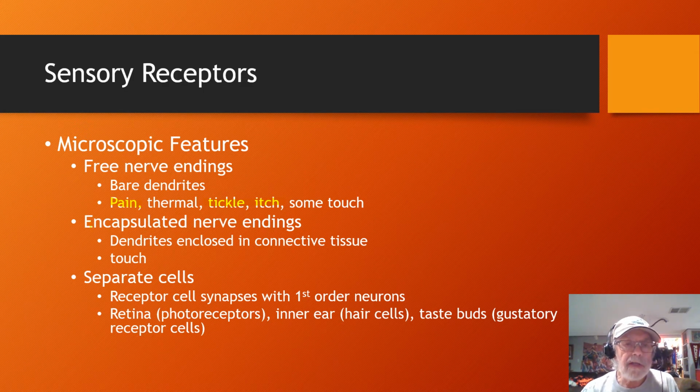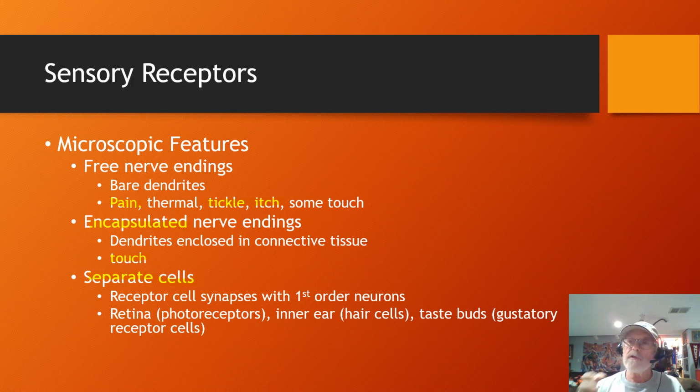We also have what are called encapsulated nerve endings, and encapsulated nerve endings are basically dendrites, but they're closed in a capsule, and that capsule is able to respond to things like pressure. So therefore, encapsulated nerve endings are very important in something such as touch. We also have separate cells, and some of the receptors that we have that will actually send signals to the brain, afferent signals to the brain, really aren't so much part of an individual nerve itself, but actually receptors.